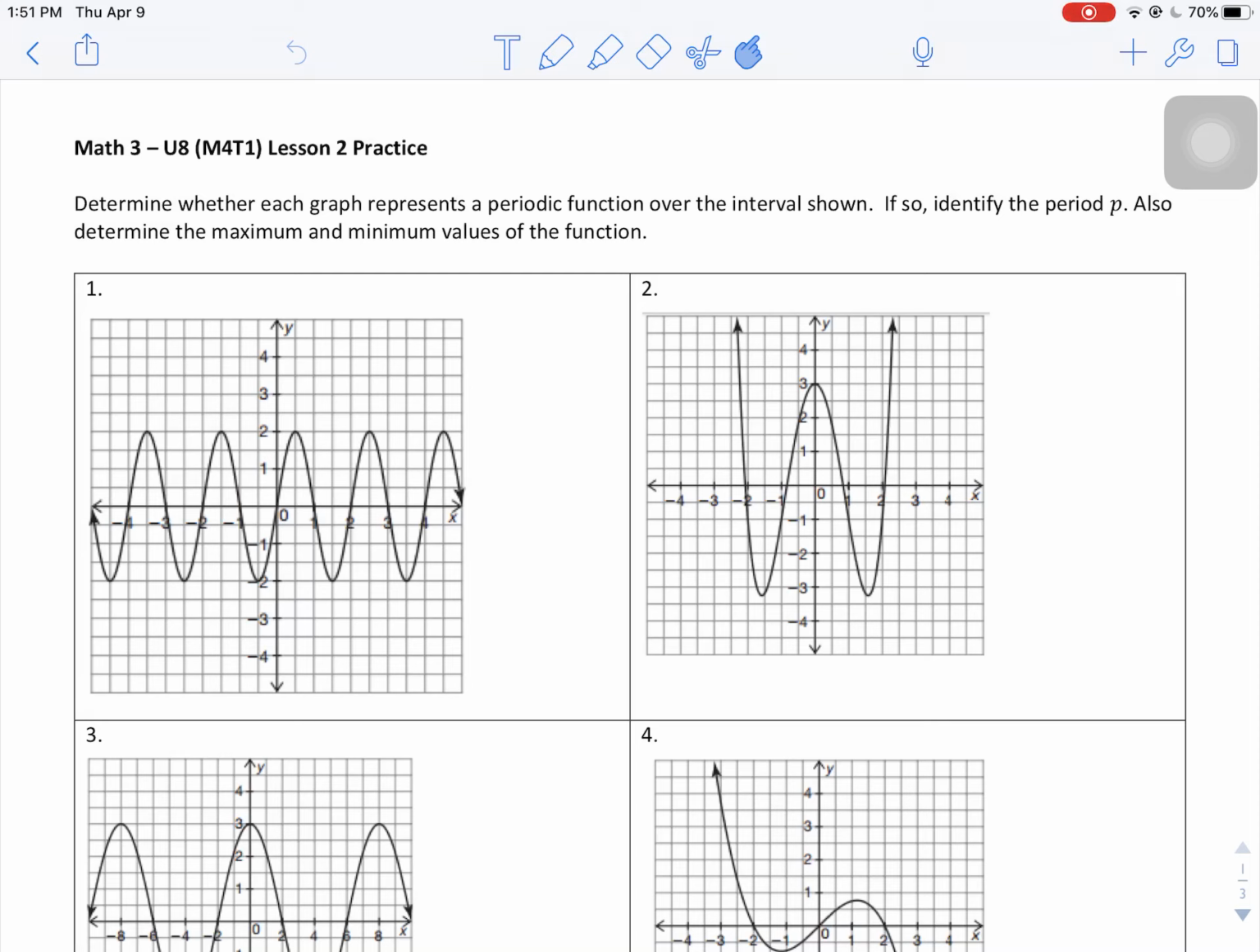Math 3, Unit 8, Module 4, Topic 1, Lesson 2, Practice. Determine whether each graph represents a periodic function over the interval shown. If so, identify the period p. Also determine the maximum and minimum values of the function.